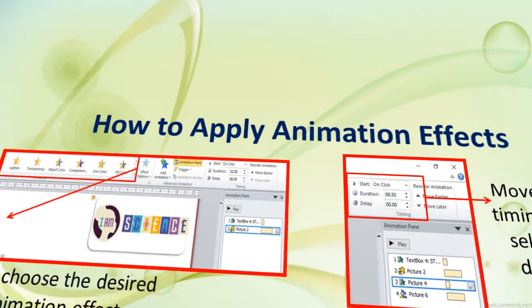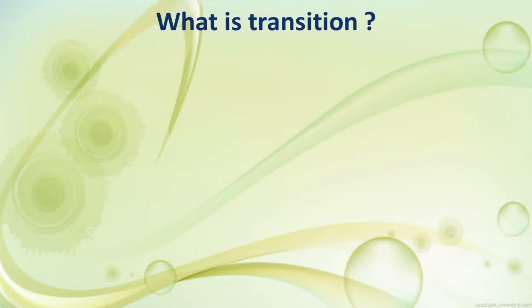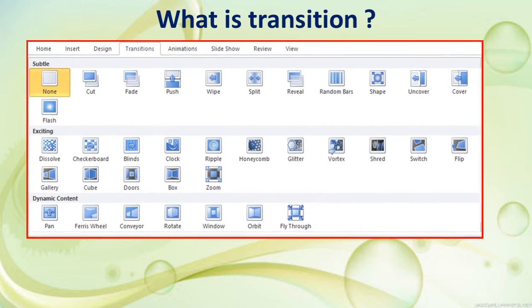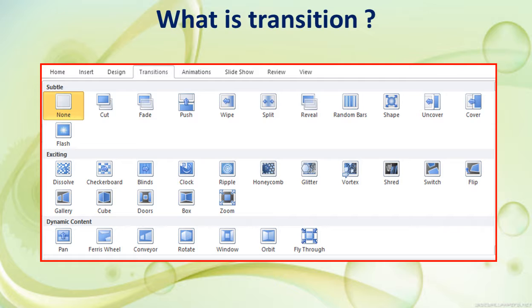We will now learn what a transition is. Transition effects appear when one slide changes to another during the slideshow view. We can apply transition effects to a single slide as well as to all the slides in the PowerPoint presentation. There are three different types of transition effects. One is subtle, the second is exciting, and the third is dynamic content.